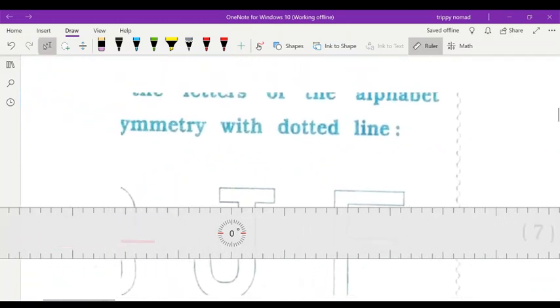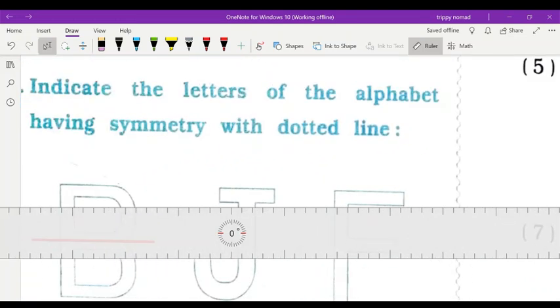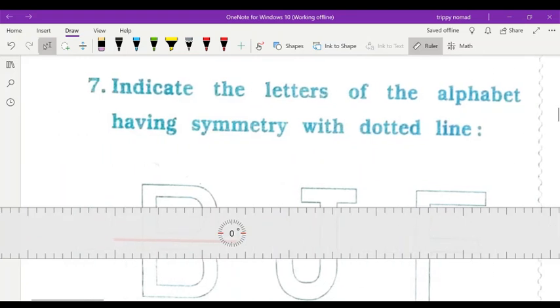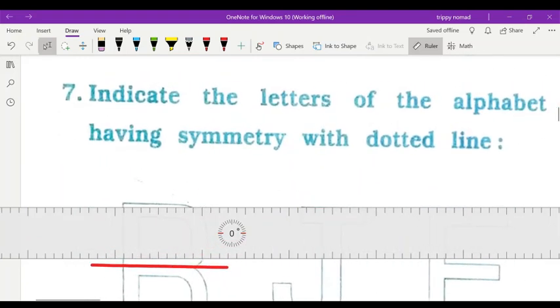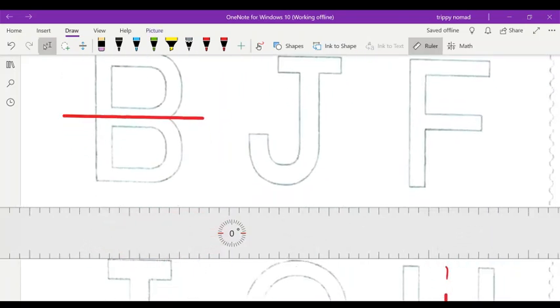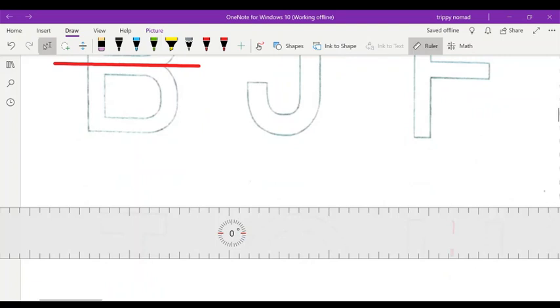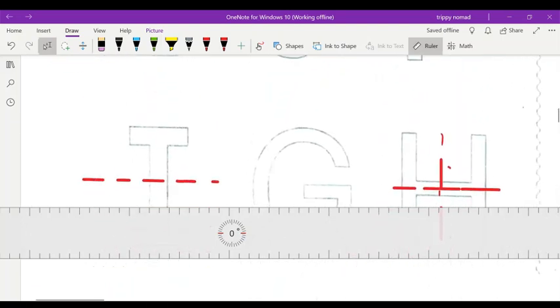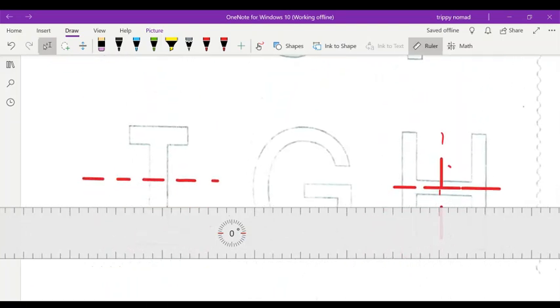Now question number 7 we have to start. Question number 7: indicate the letters of the alphabet having symmetry with dotted line. B I have drawn for you. You see, J and F we can't do, and I have also drawn H for you, children.